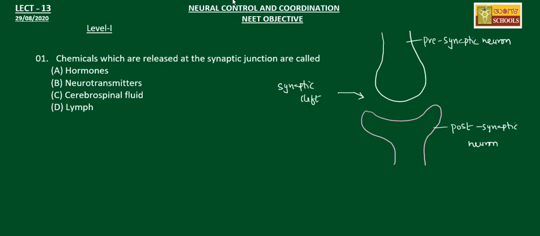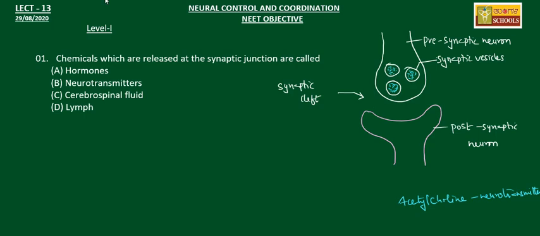The end of the presynaptic neuron is the synaptic knob, and that synaptic knob consists of synaptic vesicles. These synaptic vesicles contain neurotransmitters, so they are filled with neurotransmitters. One common neurotransmitter is acetylcholine.